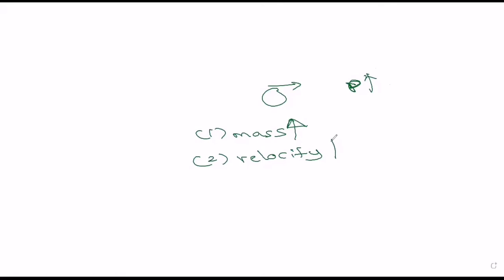Why? Momentum depends on 2 factors. One is mass and the other one is velocity. First factor is mass and the second factor is velocity. If the mass increases, the momentum will increase. For momentum, the symbol we give is P. When the mass increases, momentum also increases. When the velocity increases also, children, momentum will increase.